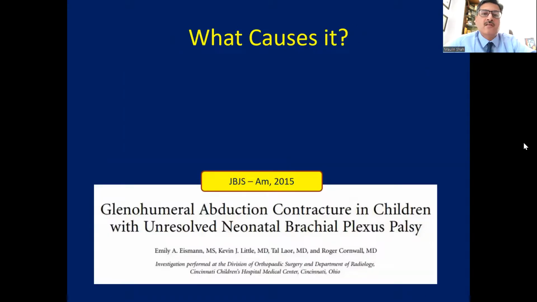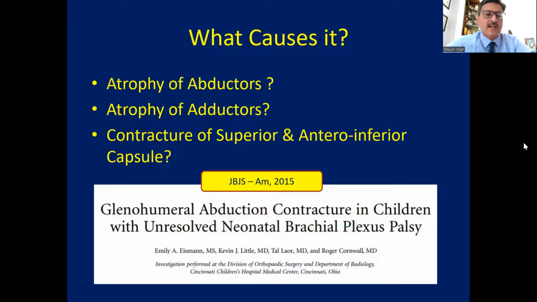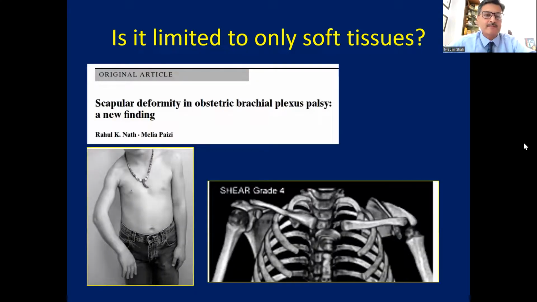So what causes it? There is a lot of research being done worldwide, and this is a paper from Cincinnati. Kevin and Roger published it, and they said there is probably atrophy of abductors. They did MRI and they found atrophy in abductors, or atrophy of adductors in some. As I mentioned, I always ask if there is also capsular contracture which might be contributing to this. But there is also a newer concept that it is not limited to the soft tissue, but there is also associated scapular deformity.